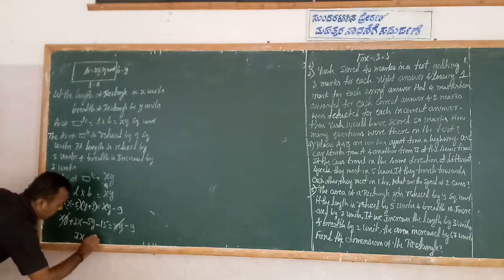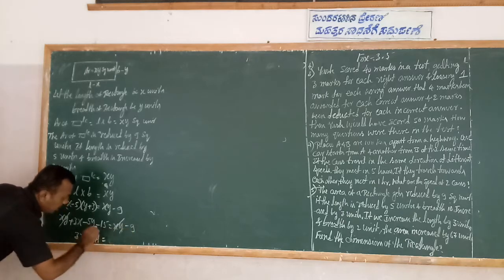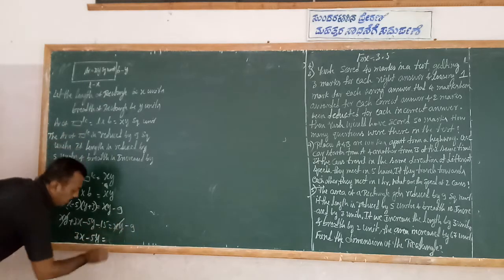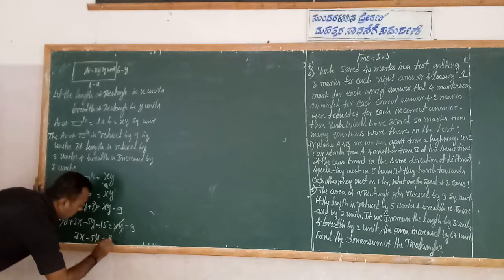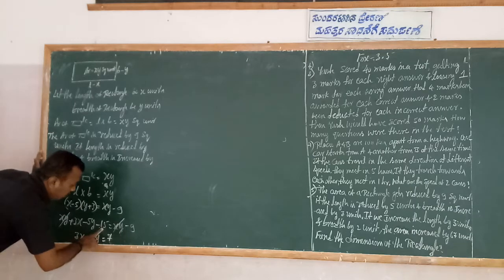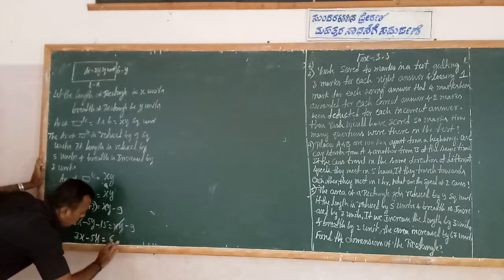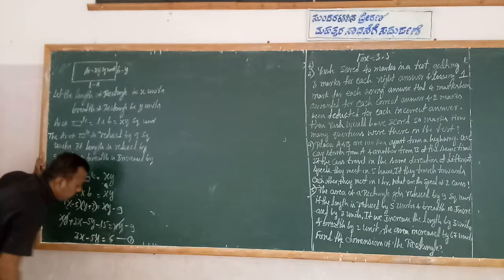3x minus 5y is equal to minus 9. Minus 15, if it is coming over, is plus 15. So plus 15 minus 9 is 6. Sorry, this is 6 units. This is equation number 1.